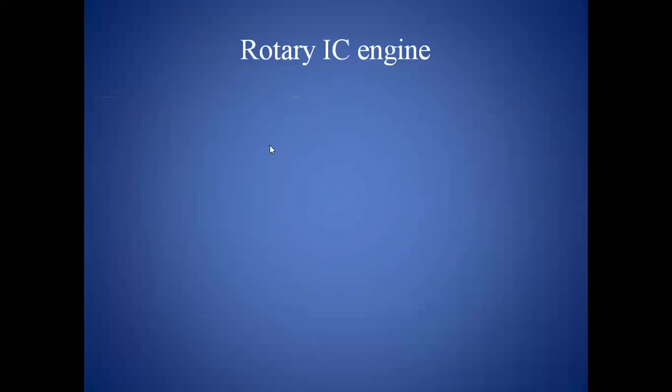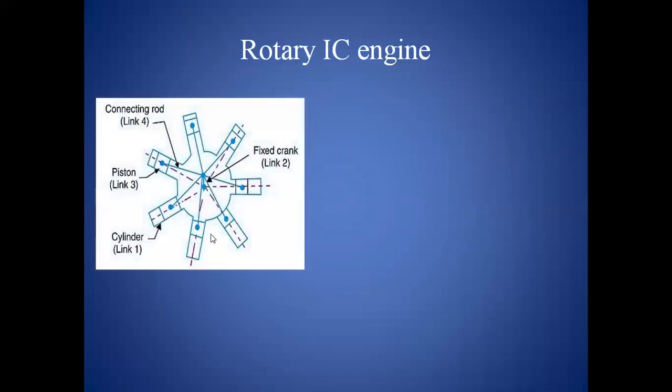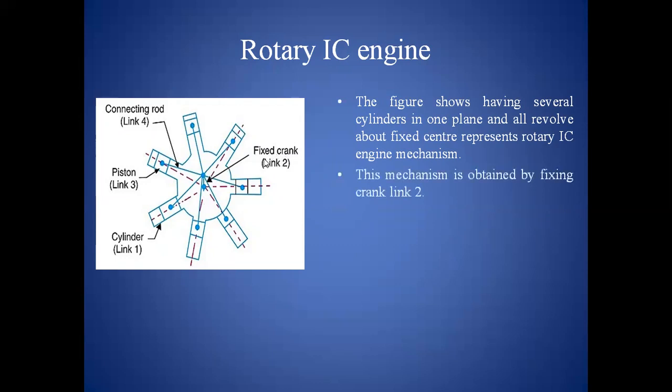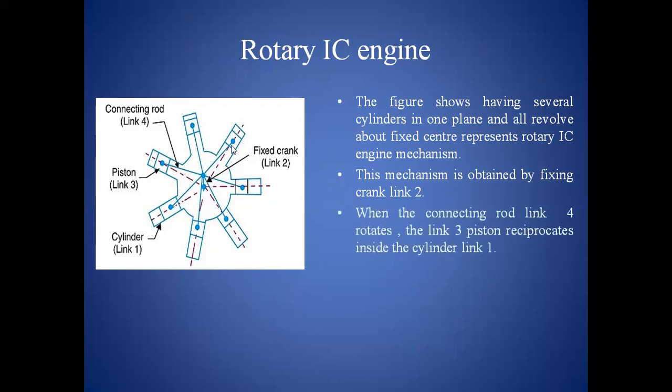Rotary IC engine. The figure shows several cylinders in one plane that revolve about a fixed center, representing the rotary IC engine mechanism. This mechanism is obtained by fixing crank link 2. When the connecting rod link 4 rotates, the piston link 3 reciprocates in the cylinder link 1.